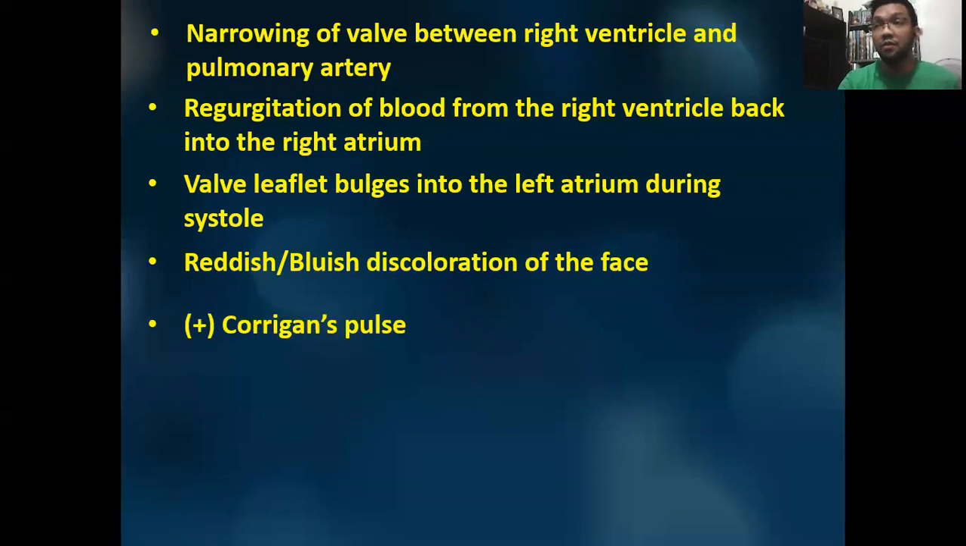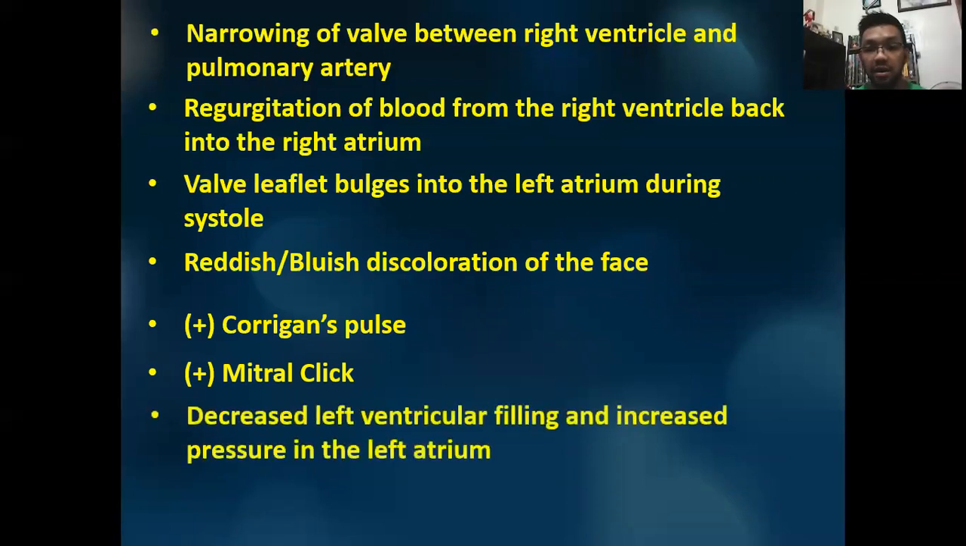There is positive Corrigan's pulse. I'll show that to you later on. Positive mitral click during auscultation. So if you auscultate the patient, you can hear this. And there is decreased left ventricular filling and increased pressure on the left atrium. So only a little amount of blood will be contained in the left atrium because the lungs are not receiving that much blood from the right side of the heart.